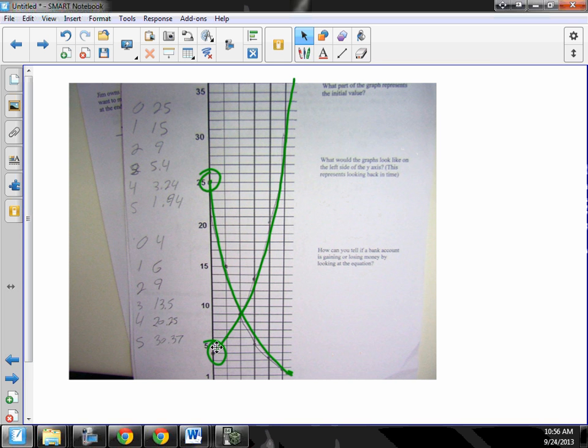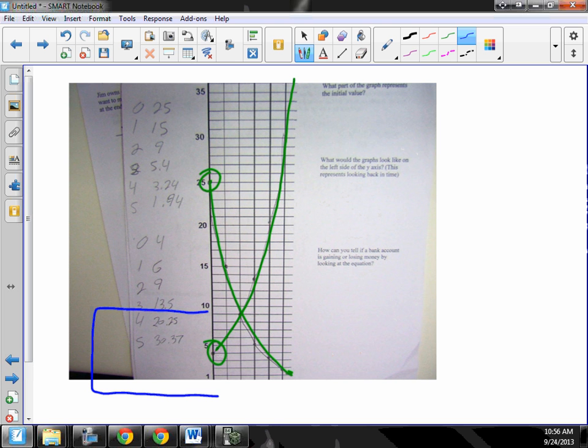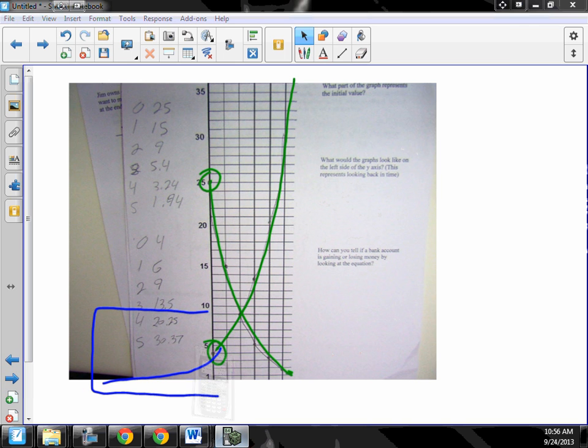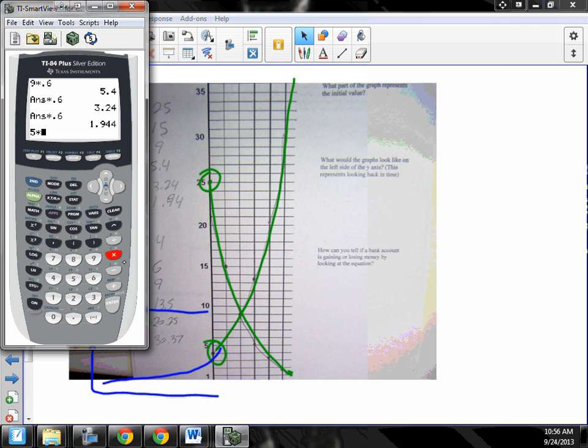So if we look at the first graph, what's going to happen over here? It's going to be dropping. Is it ever going to hit 0? No. How do we find out how much money there was back then? Well, we can use our calculators. So 5 times 1.5, what is the x value that represents last year? Negative 1. So I plug in negative 1.